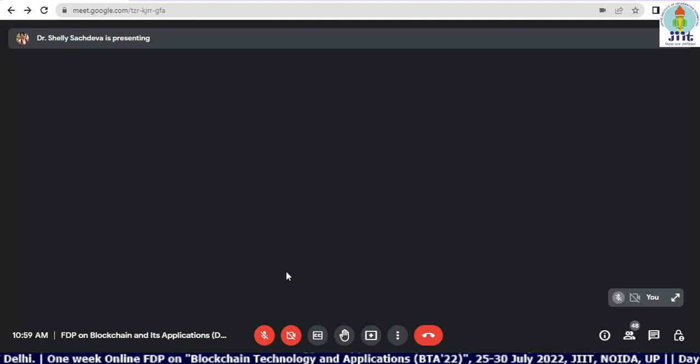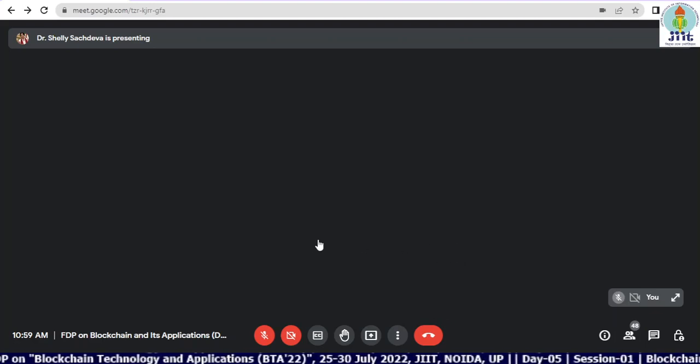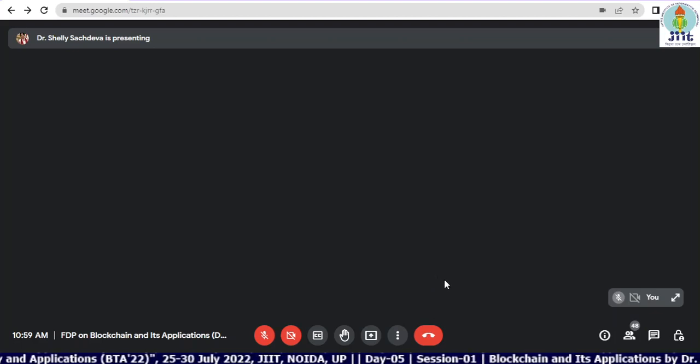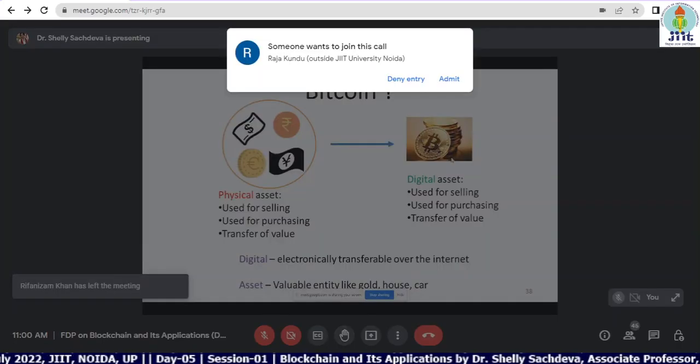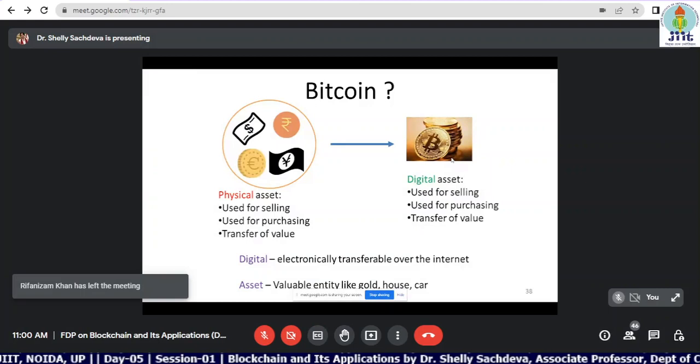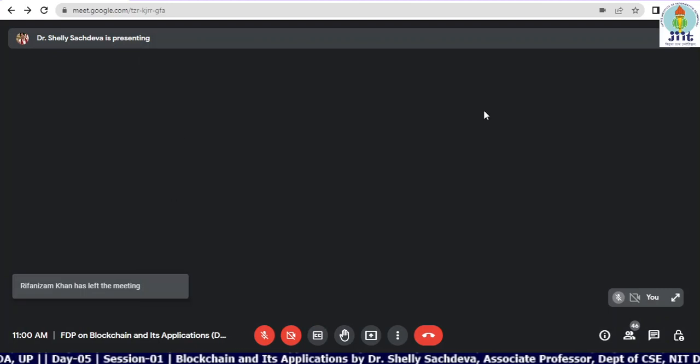So what is Bitcoin? We moved on from the physical asset, right? We have rupees, dollars, yen, and everything was there, and we had a physical asset. They are used for selling, used for purchasing, and they have the transfer of value. Now, what is this Bitcoin? This Bitcoin is a digital asset, electronically transferable over the internet, and an asset is a valuable entity like gold, a house, or a car. So this is also used for selling, purchasing, and for transfer of value. But it does not require paper bills or physical currency when you are moving to Bitcoin. So this is the concept of Bitcoin.